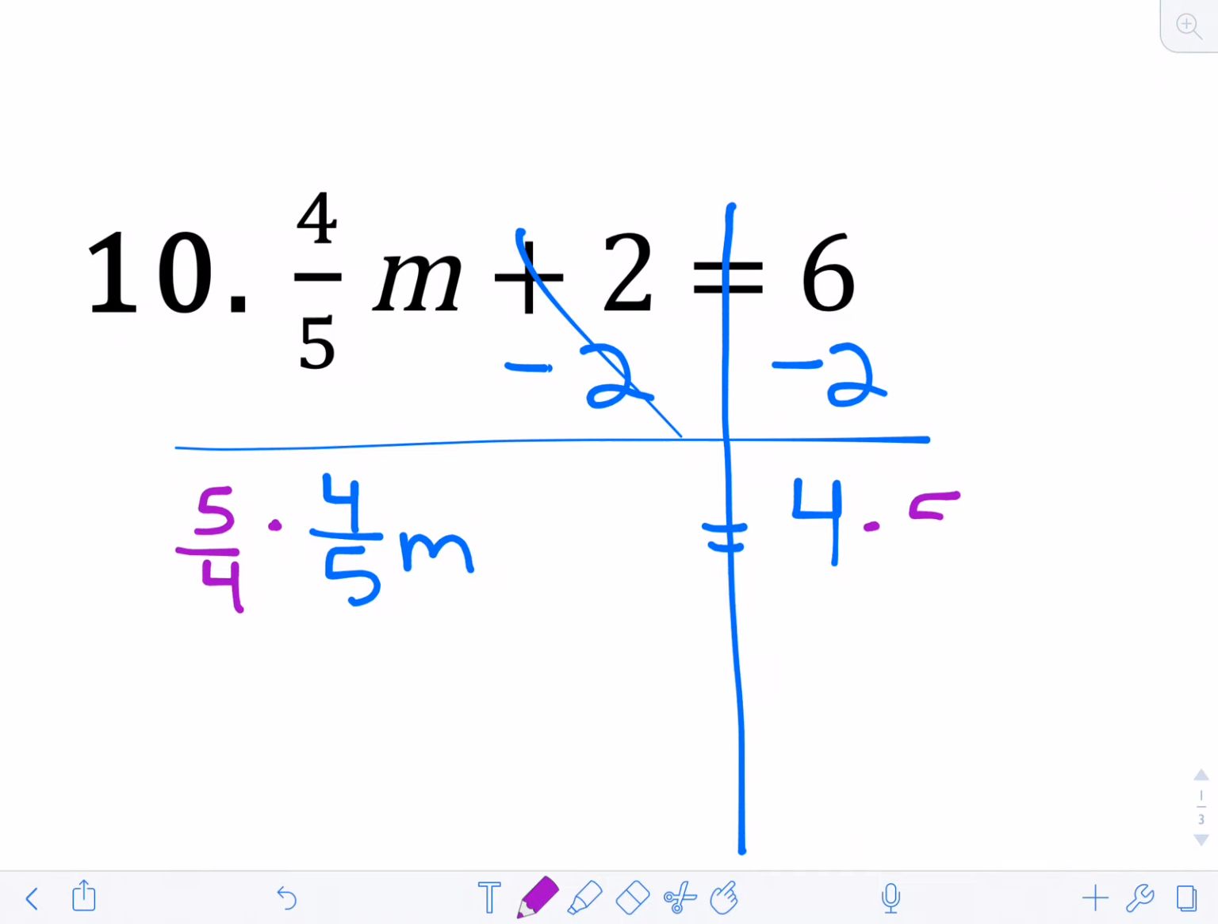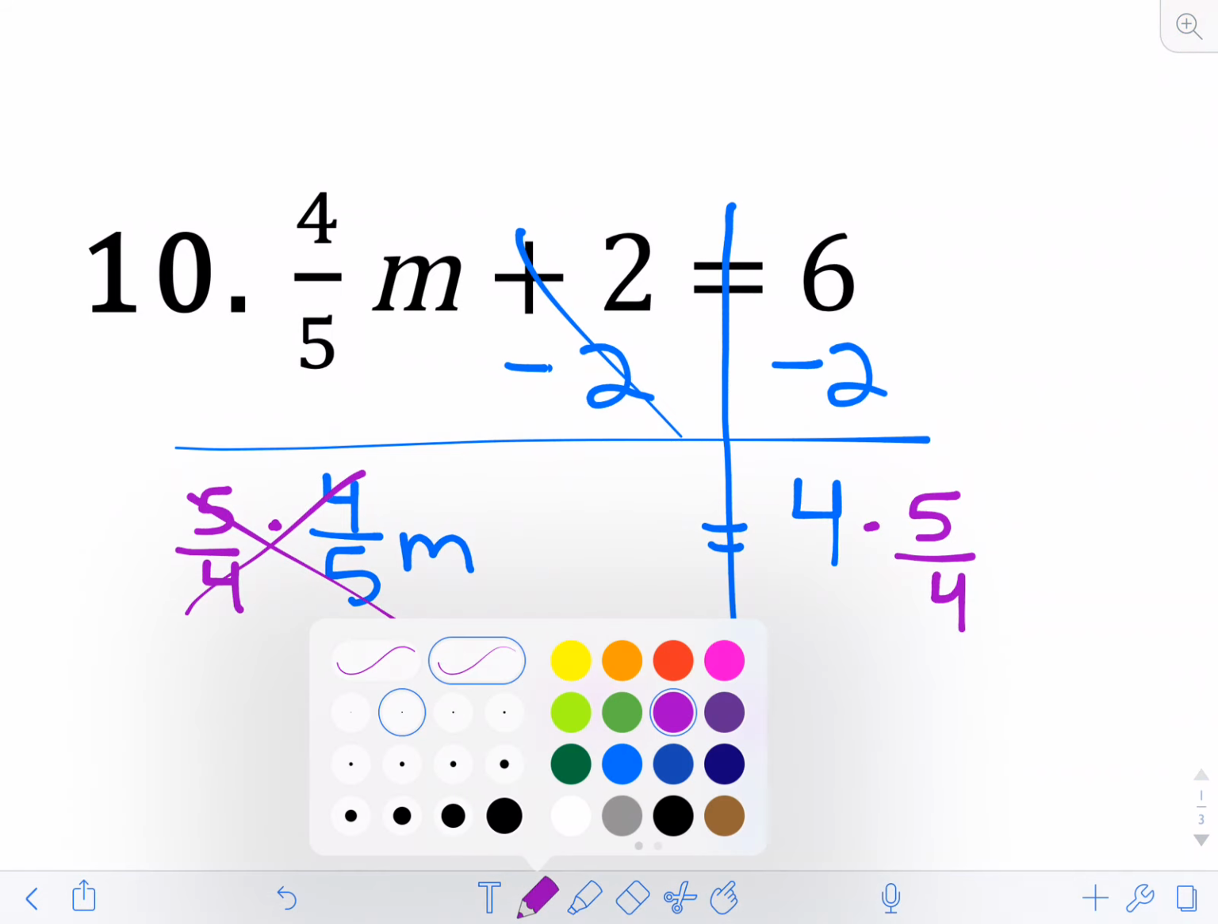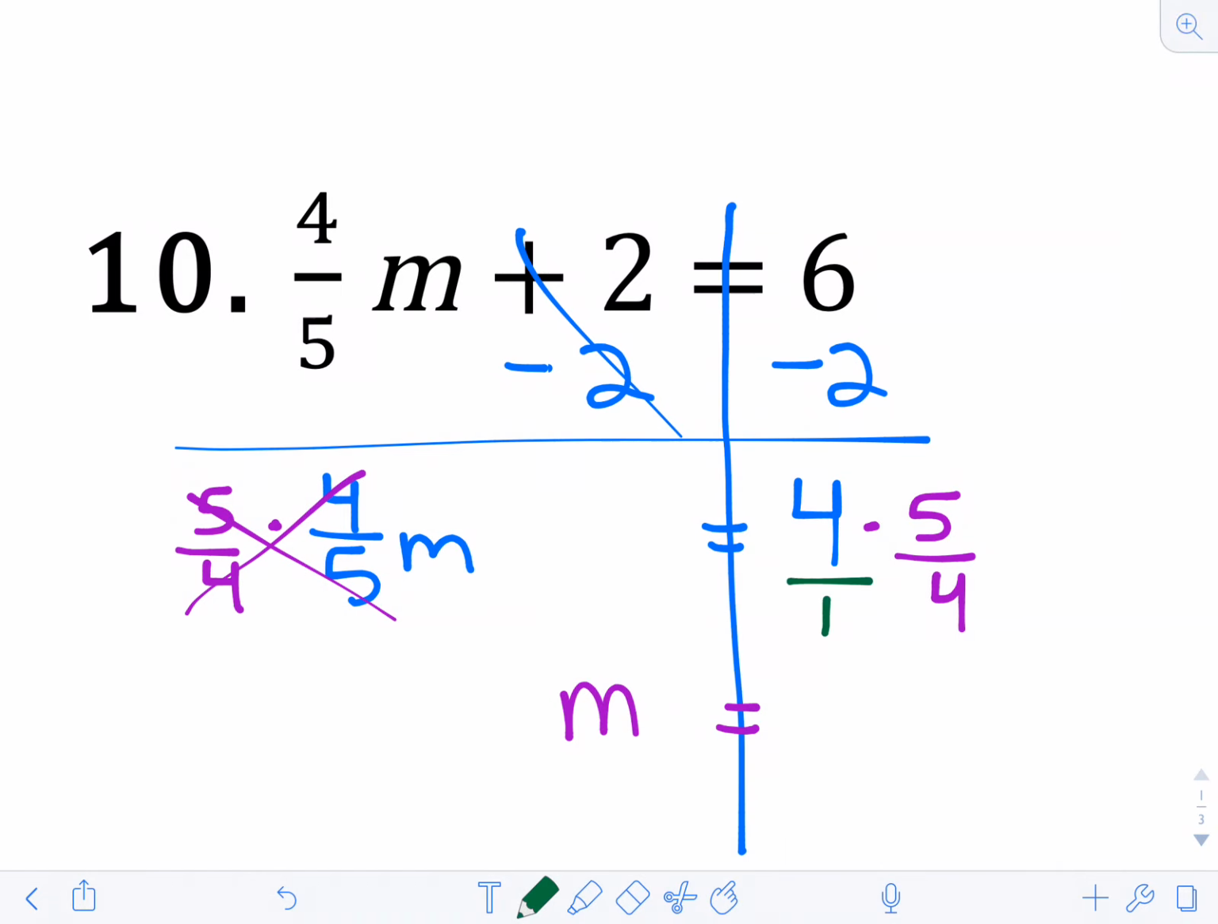Multiply this by 5/4. So anytime you multiply by the reciprocal and the normal fraction, it cancels each other out to give you 1. So 1m is equal to, over here on the other side, I can make this into a fraction. And then I notice that my 4's will cancel each other out. So this will just be 5/1, which is just 5.